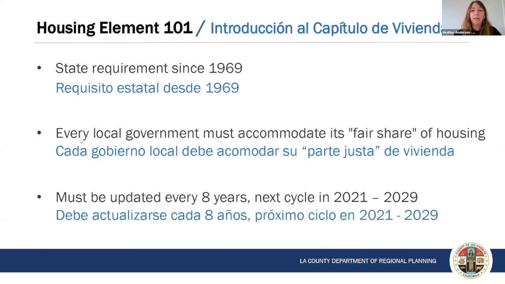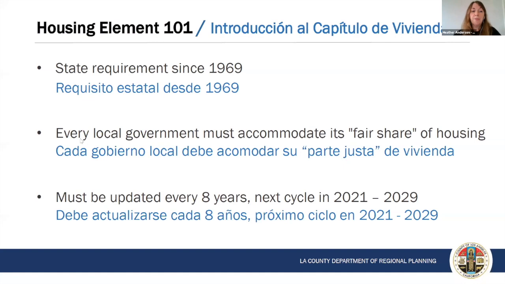So how does the housing element address these issues? Since 1969, California has required local governments to have a housing element in the general plan to ensure that every jurisdiction plans for its fair share of housing. The housing element is the county's housing policy guide for the unincorporated communities. It identifies constraints and barriers to housing and includes an array of programs to address those barriers.